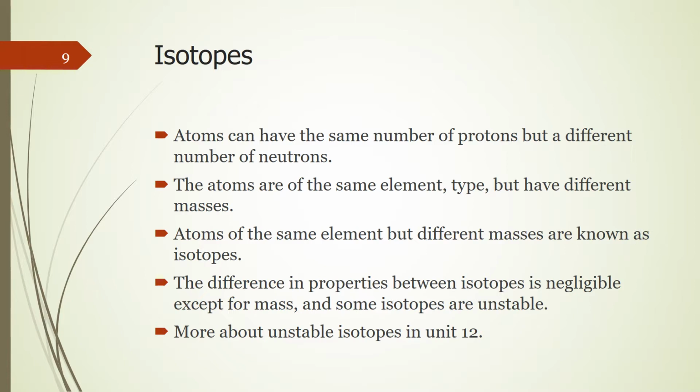Chemically, they're absolutely identical. Some of them, the nuclei don't hold together. Others they do. Ones that don't hold together are called unstable isotopes. We'll talk about that in Unit 12. Ones that are stable, we call stable isotopes, and we're just going to talk about them in generic terms, nothing too awfully fancy.